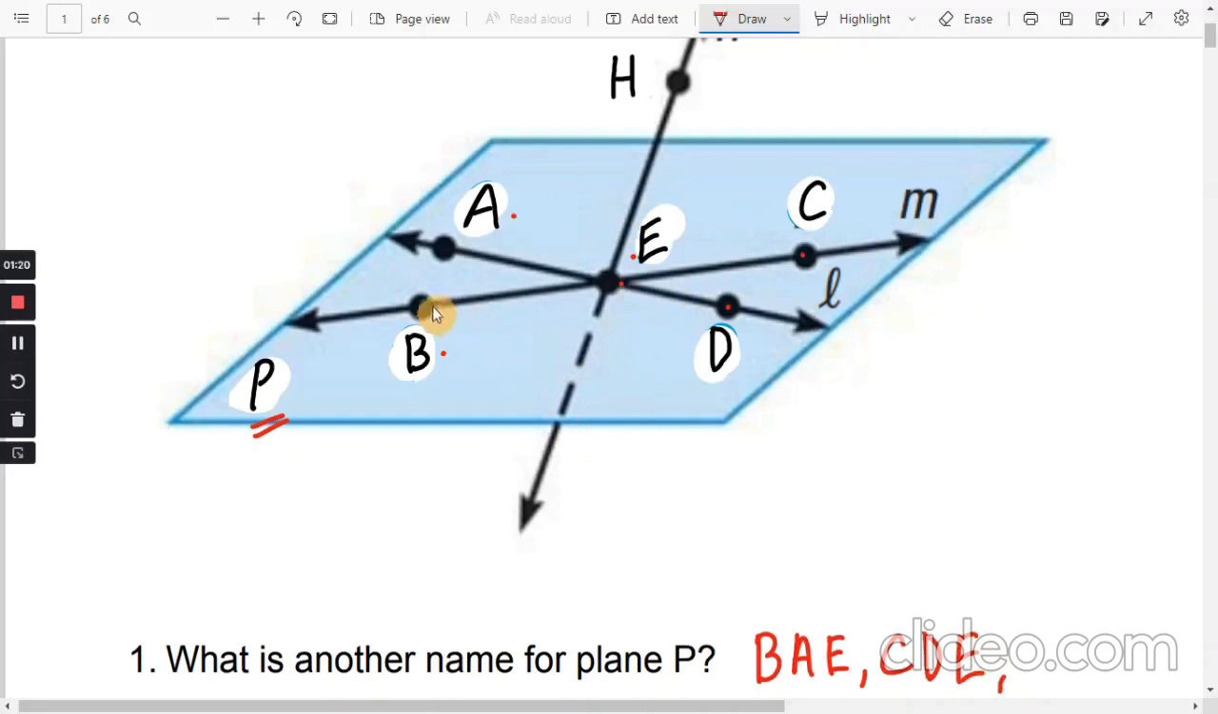We can say B, A, D, and so on. All right. This is line L, so you can't choose that as a point. This is line M, you can't choose that. H is this point, it's not on the plane.